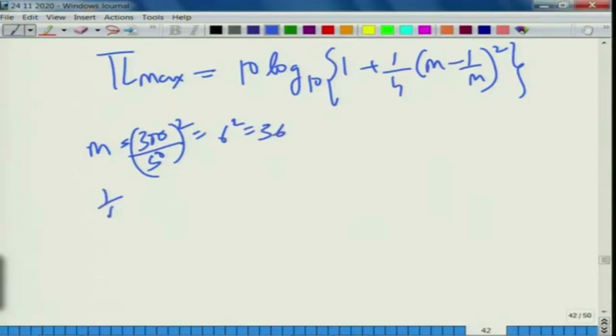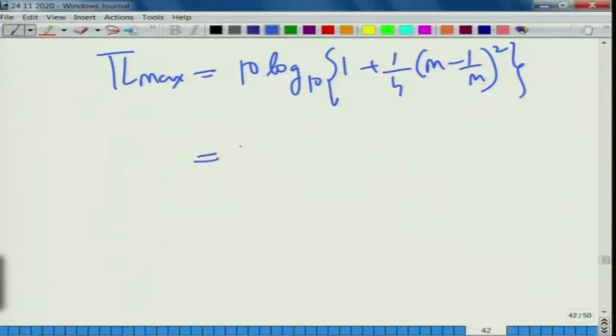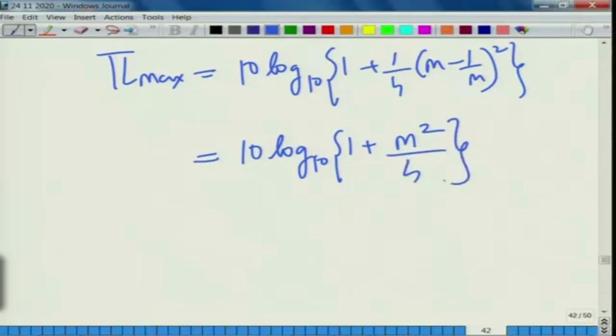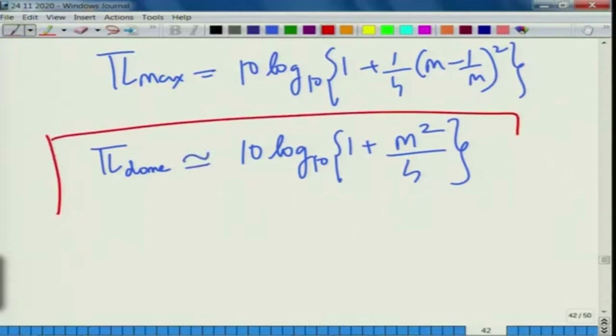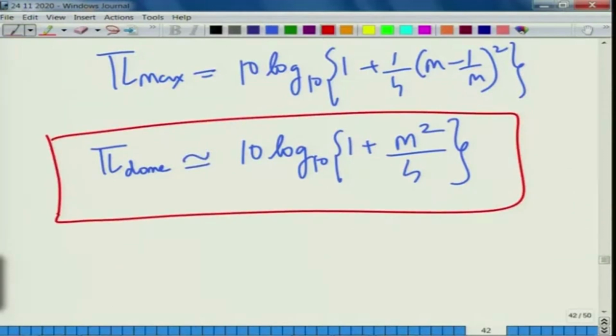So, 1 by m is 1 by 36, which is very small compared to m. So, the idea is that we might want to drop the other term pertaining to 1 by m from the above expression to get a bit simplified expression, which is your m square by 4. So, this is an approximate expression for TL dome or TL max that we get from the analysis. So, this is what we are going to get.